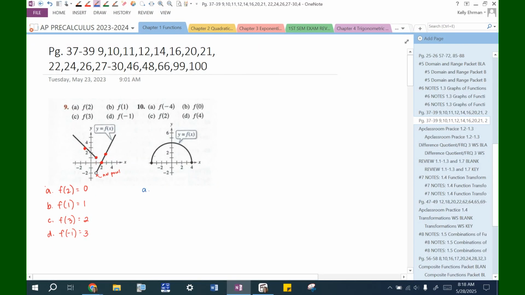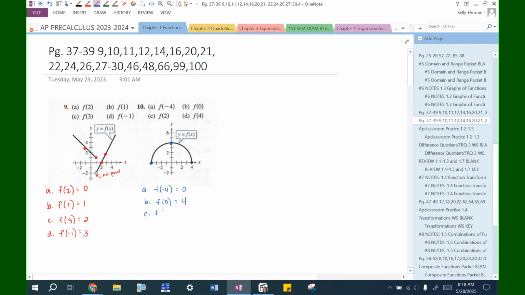For number 10, this looks like a semicircle. So with a radius of 4, centered at 0. So let's kind of keep that in mind. F of negative 4 is right here. That looks like that's sitting at 0. F of 0, so when you put in 0, where are you on the graph? You're at the top. That reaches 4.